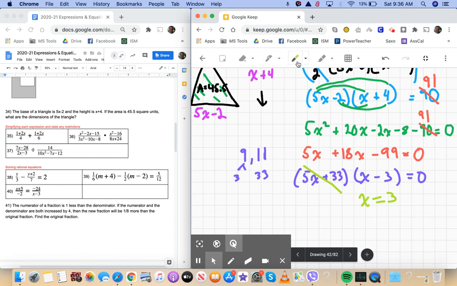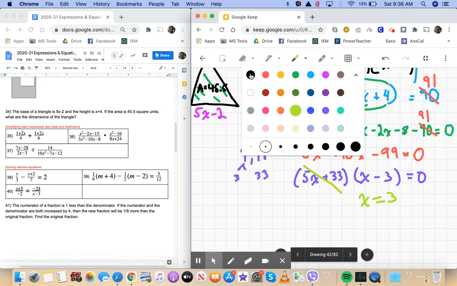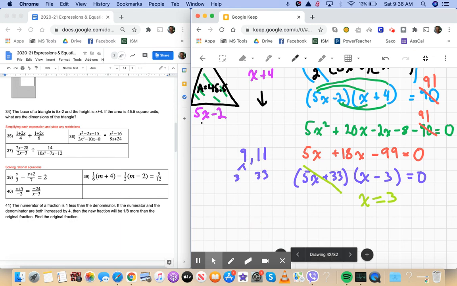So now we got to decide what are the dimensions of the triangle given that we know what x is. So if we substitute 3 in here, 15 minus 2, the base is 13. What are the units? Units, I don't know what they are. And the height would be, if we substitute 3 in there, h is equal to 7, right?